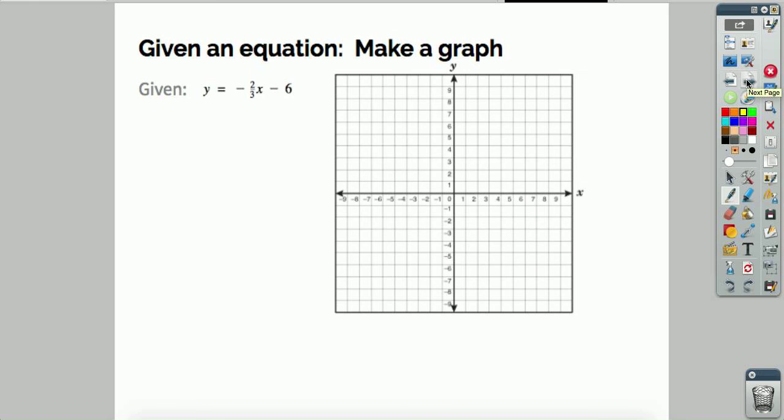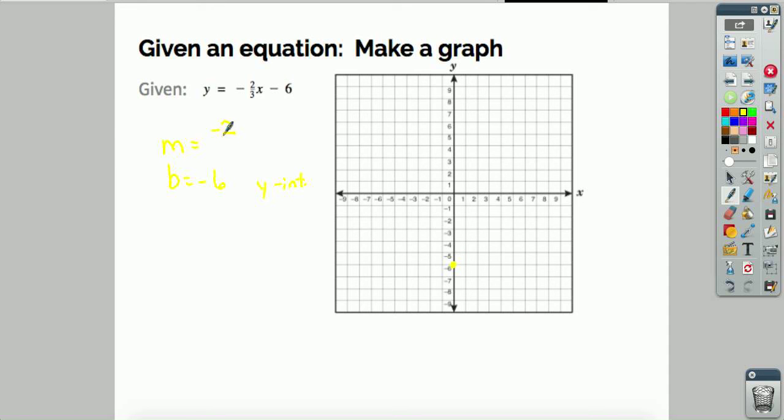So go ahead and try graphing this equation on your own. You can hit pause. When you're done and ready to see the answer, go ahead and hit play. So this time my b value here, or my initial value, is negative 6, and that represents my y-intercept. So I will be down here at negative 6, and I will make a dot at negative 6.